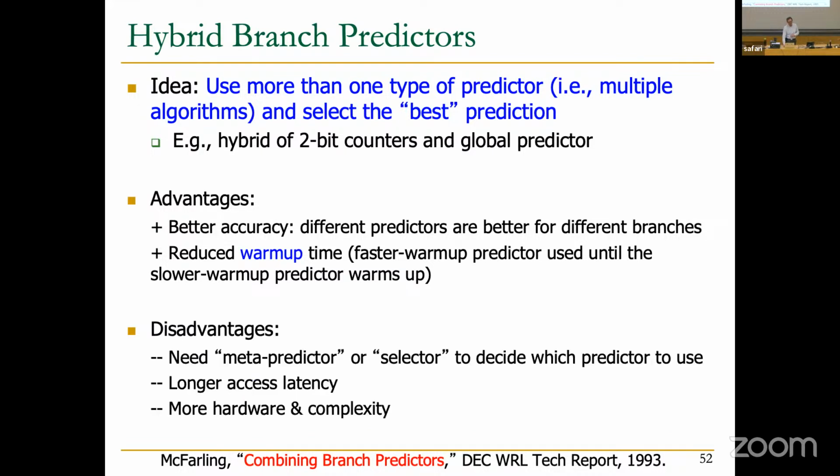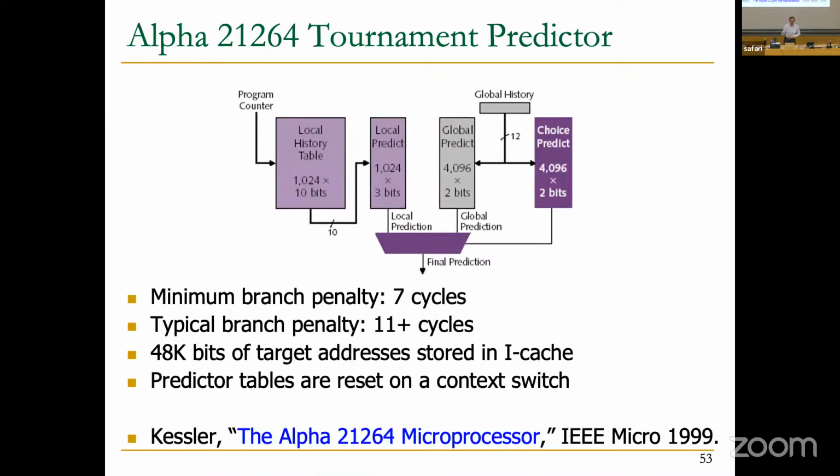The disadvantage of this is that now you need a meta predictor to select between different predictors. How do you select the best predictor for a given branch? This is also called a selector. You have a longer access latency because you have multiple predictors, and then you have to decide which one you're going to use. And you have more hardware and complexity, clearly. Now we're making the branch predictor larger and larger and larger. For good reason, as we have discussed, right? Because if we don't have good accuracy, we'll have a problem. So this is employed in modern processors.